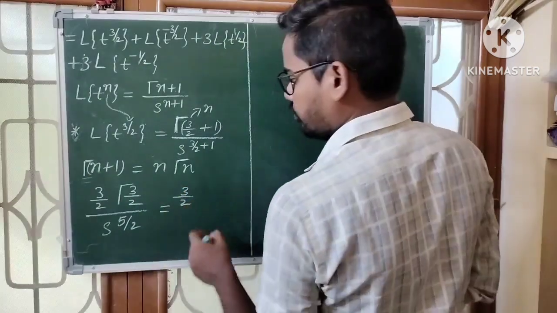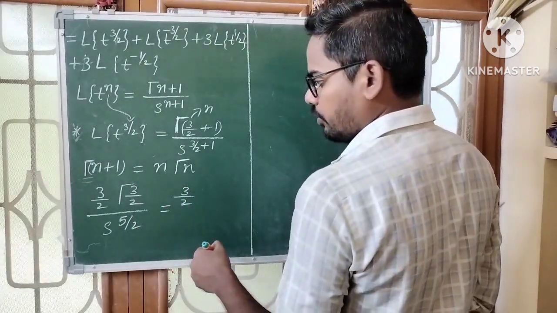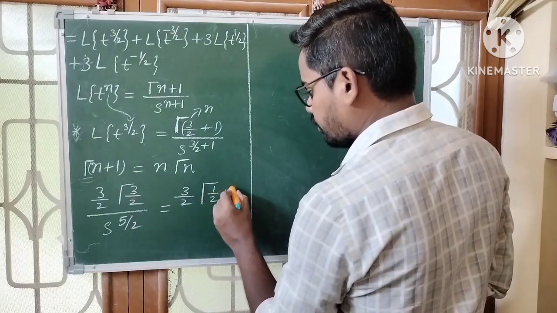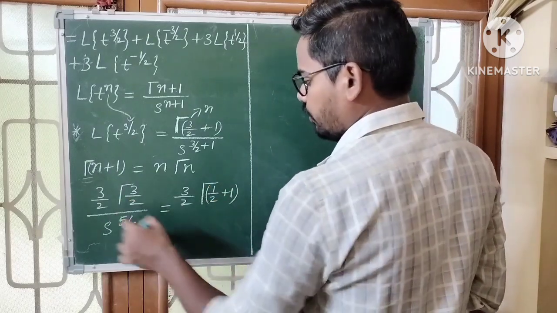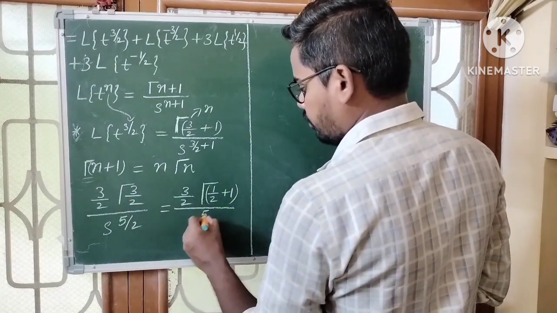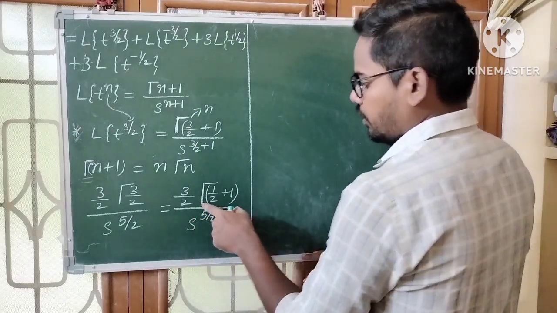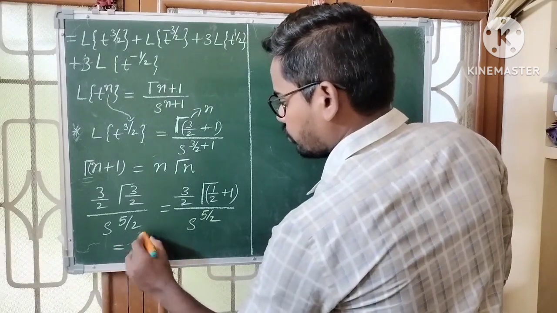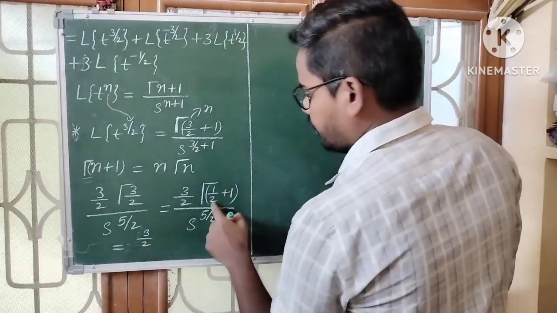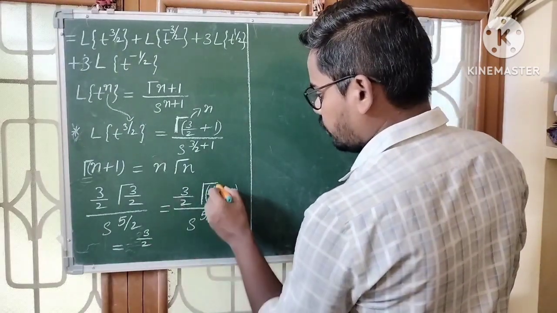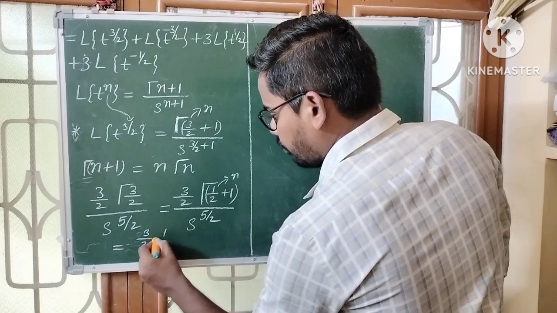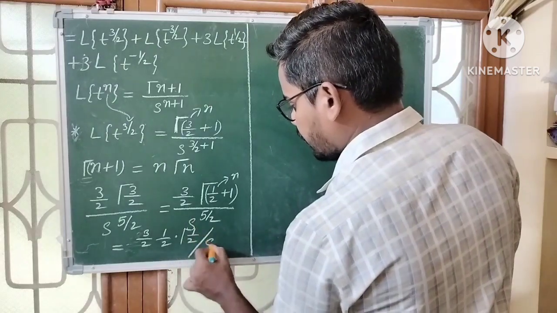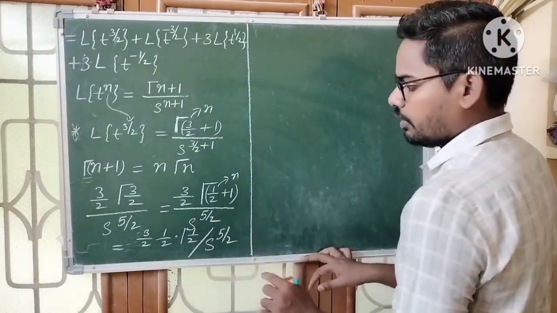Again, what is the value of gamma 3 by 2? We don't know. But we can write 3 by 2 as 1 by 2 plus 1. So gamma 3 by 2 is like gamma n plus 1, which is n gamma n. Here n is equal to 1 by 2. So it is 3 by 2 into 1 by 2 into gamma 1 by 2, whole divided by s power 5 by 2.